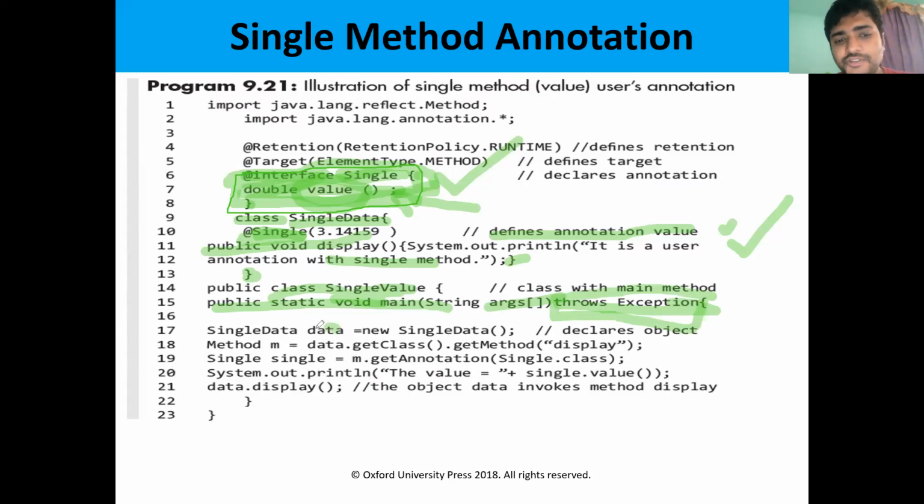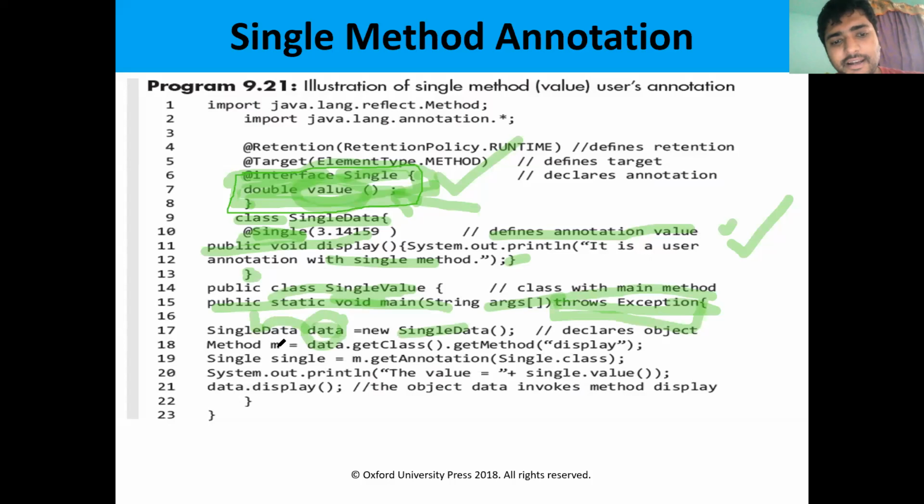And then I am creating an object data, which is of the type SingleData. The class name I have given is SingleData. It's equal to new SingleData. So I have created an object. This is the syntax for creation of an object.